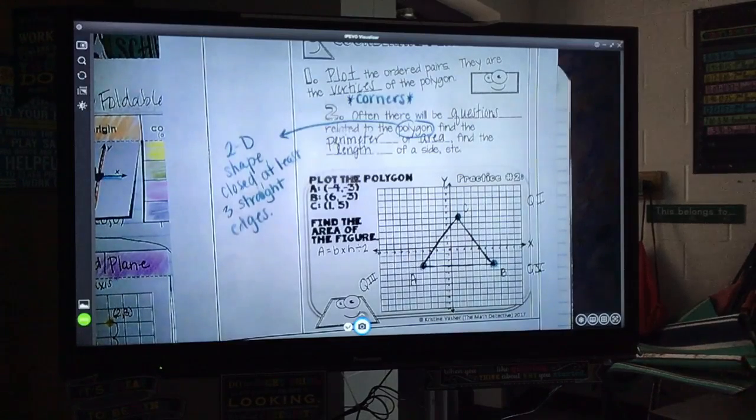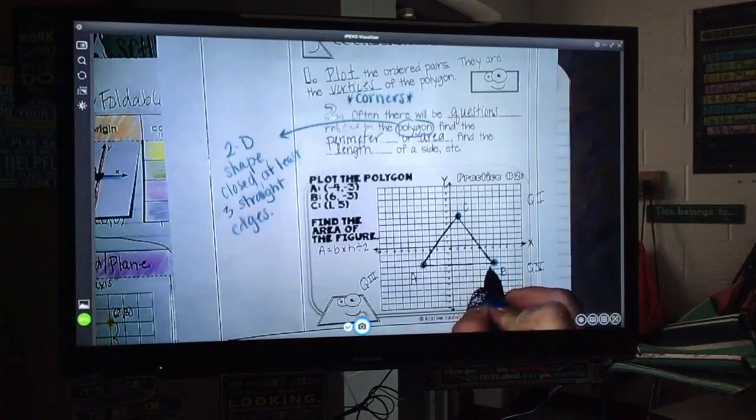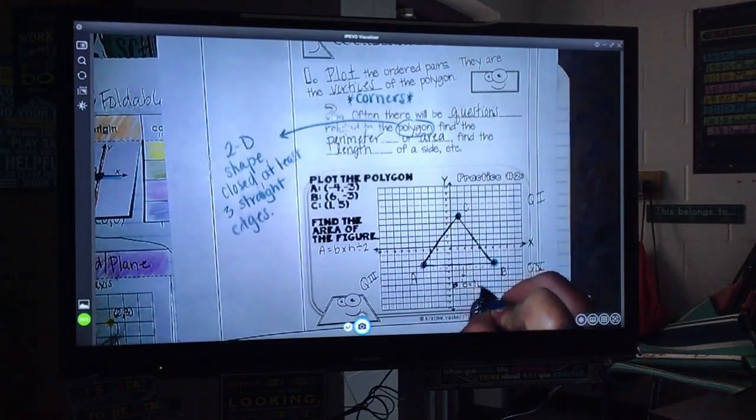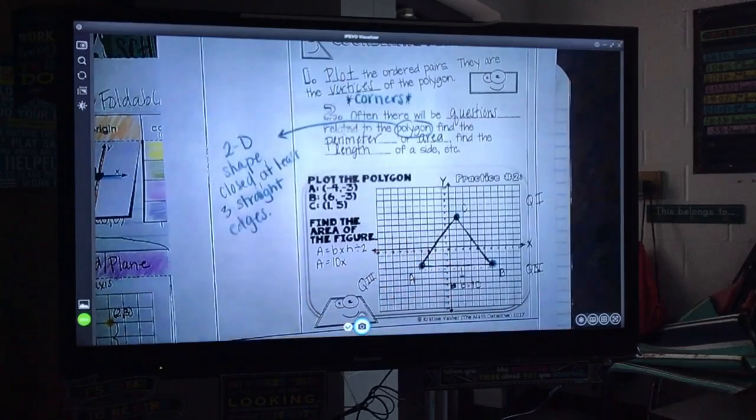How do we do that? Alexa. Right. So we're gonna go 1, 2, 3, 4, 5, 6, 7, 8, 9, 10. So our base equals 10. So A equals 10 times, alright? What do we do to find the height?